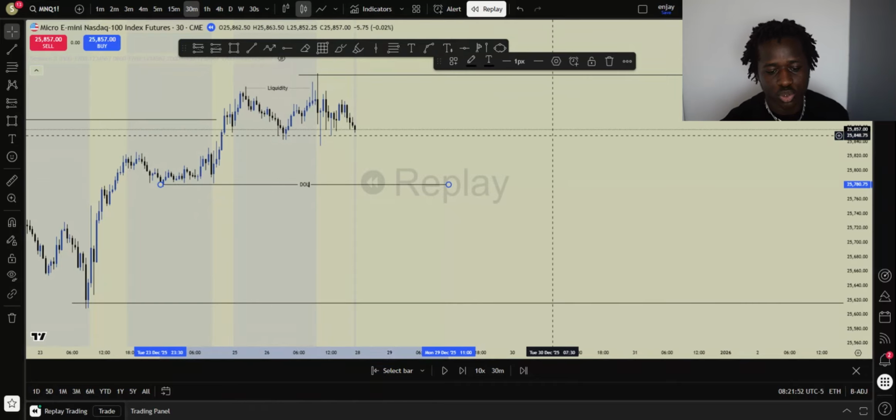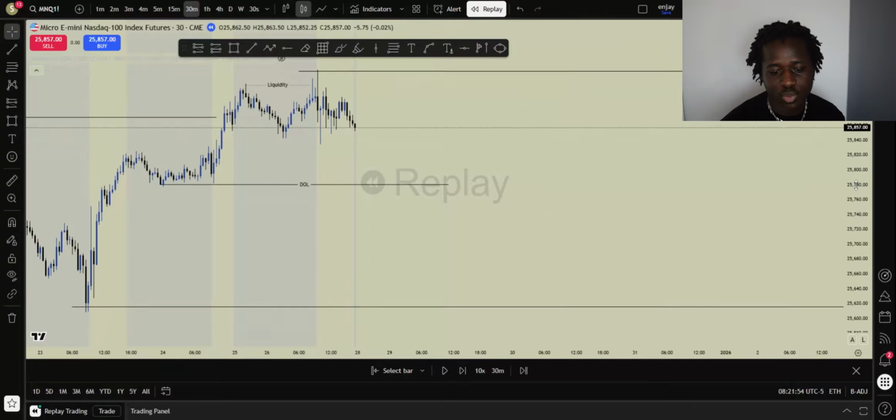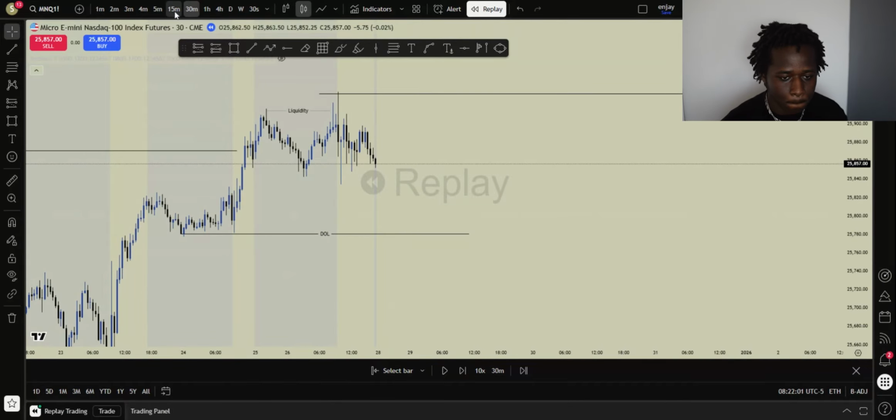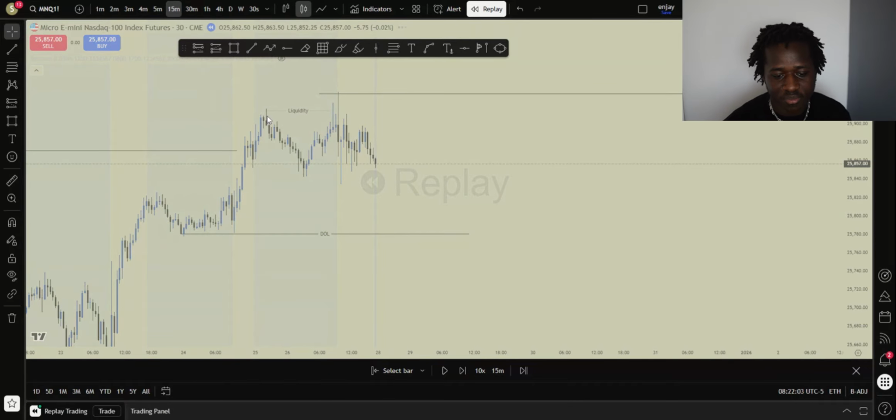Draw on liquidity. We'll use this as our draw on liquidity, a level that we would like to trade to and put our take profit at, or slightly above it, or slightly below it. Move to the 15-minute time frame now.